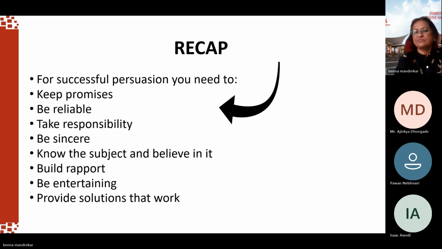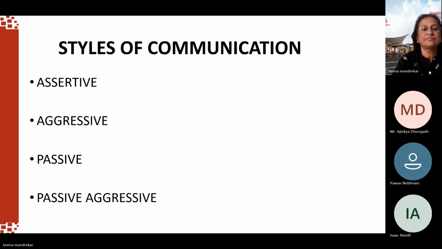So, to recap, I would say for successful persuasion, you need to keep promises, be reliable, take responsibility, be sincere, know the subject and believe in it, build rapport, be entertaining, provide solutions at work. That's what we had written earlier. I'm saying it again. And I gave this as an example.